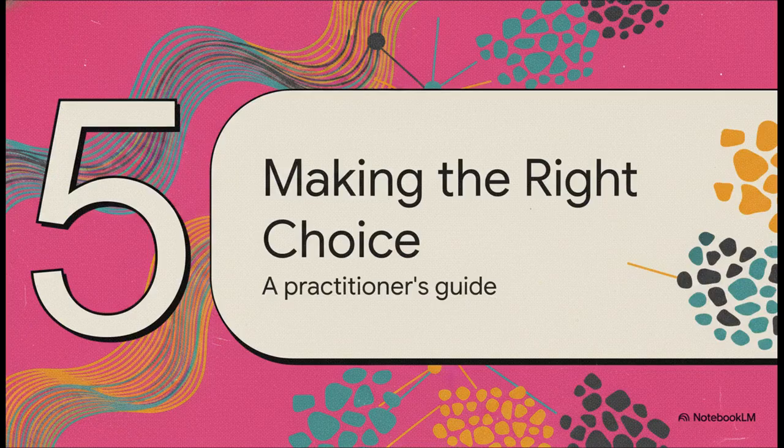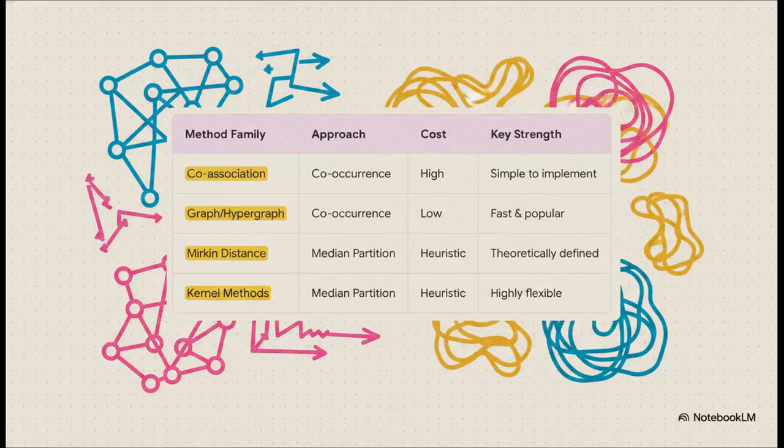So there you have it, two really different ways of thinking about consensus. And as you can imagine, this has led to a whole bunch of different algorithms, which of course brings us to the million-dollar question for any practitioner. Okay, which one should I actually use? Well, this table really lays out the trade-offs. If you look at the co-occurrence family, the classic co-association matrix is simple to grasp, but it can be really slow, computationally heavy. That's why people developed smarter graph-based methods like HGPA and MCLA. These are incredibly popular because they're fast. We're talking nearly linear time in some cases.